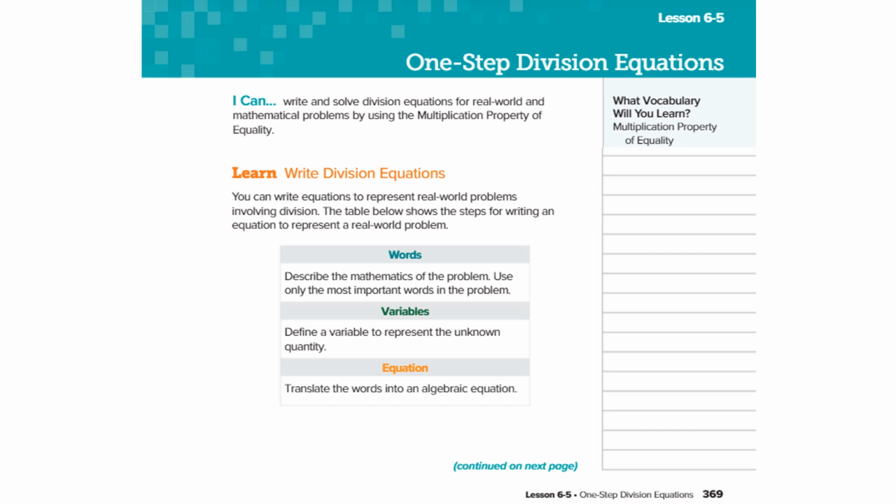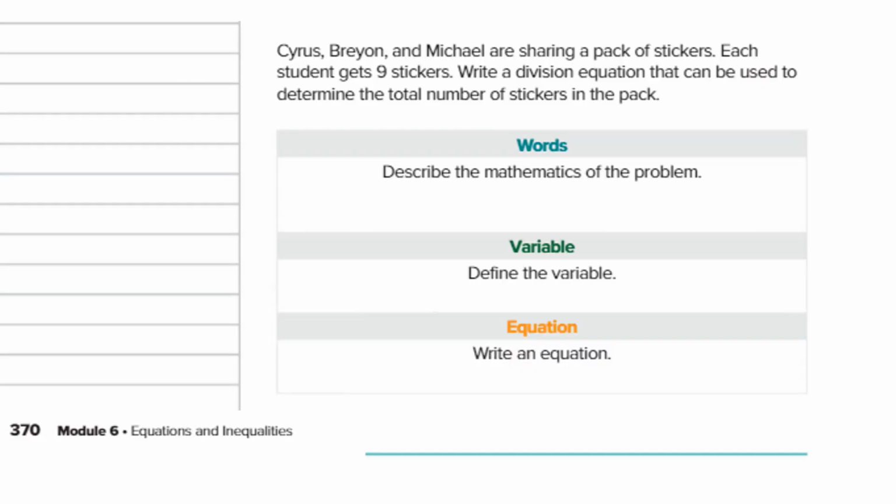So when we look at what we want to be able to do, we want to be able to see these one-step division equations that have a variable and use the multiplication property of equality. We want to multiply on the side of the variable and then multiply on the opposite side in order to solve for what the variable is equal to.